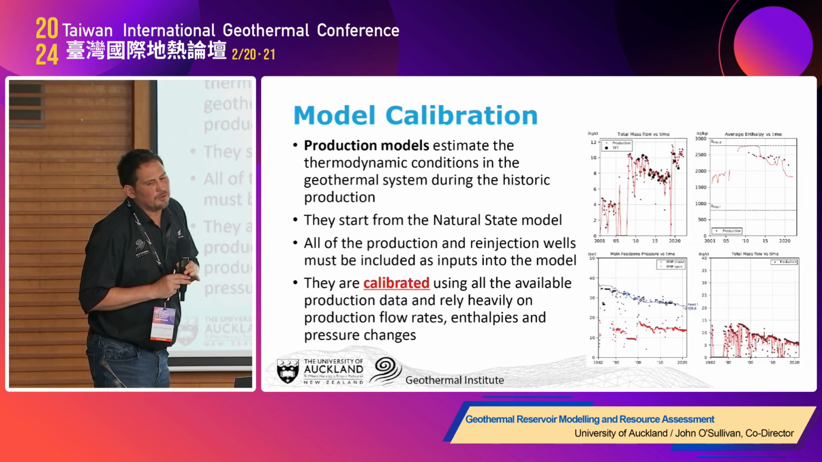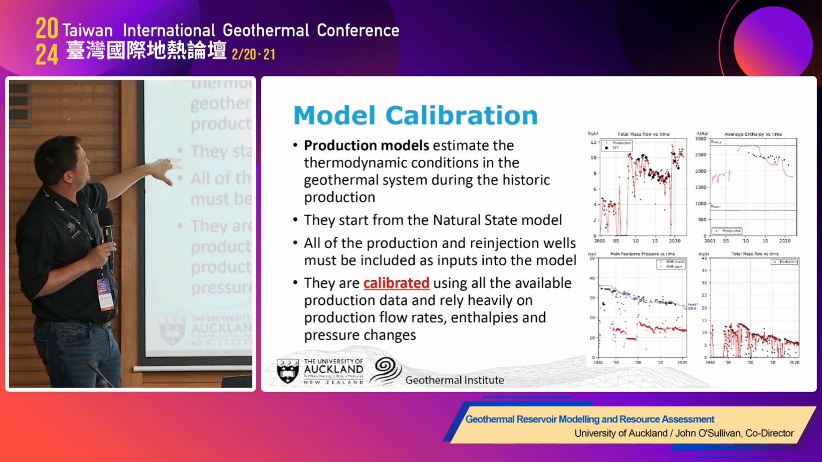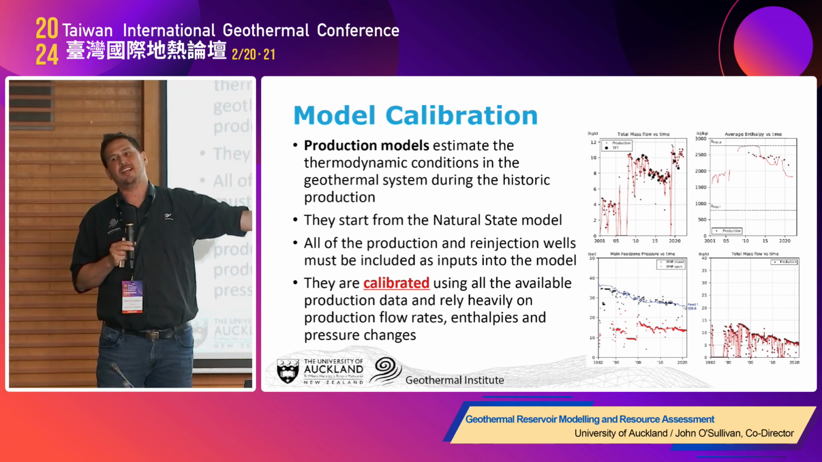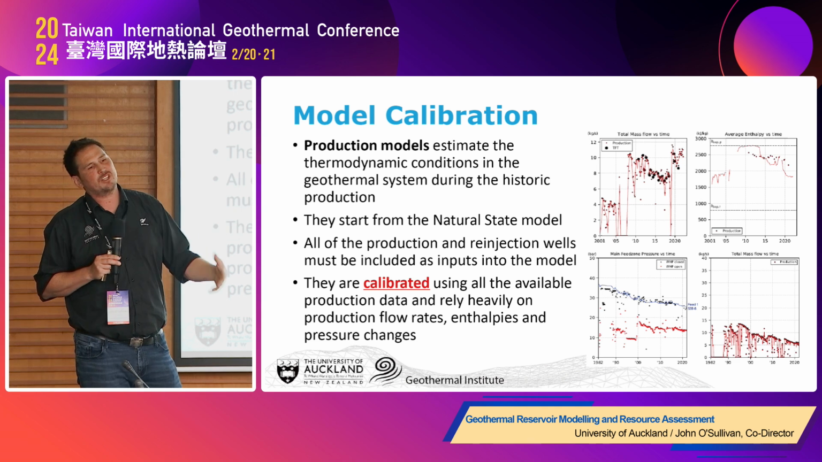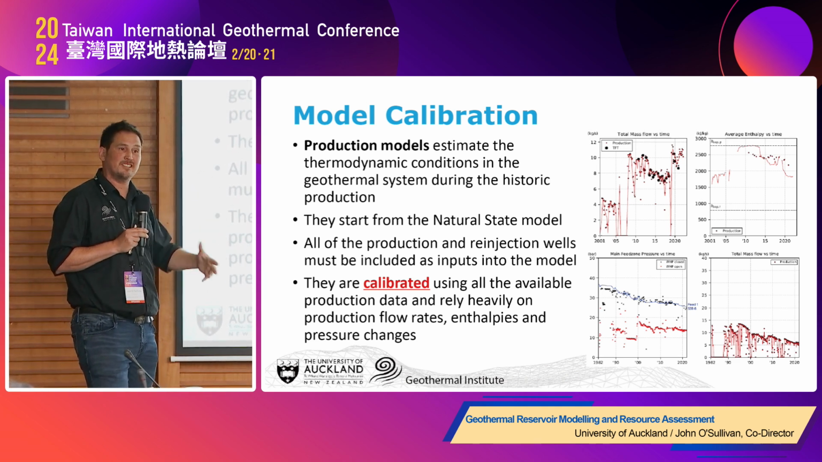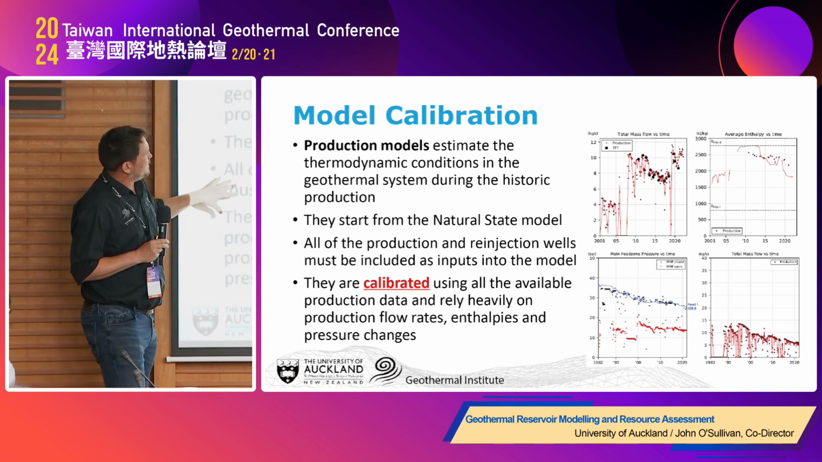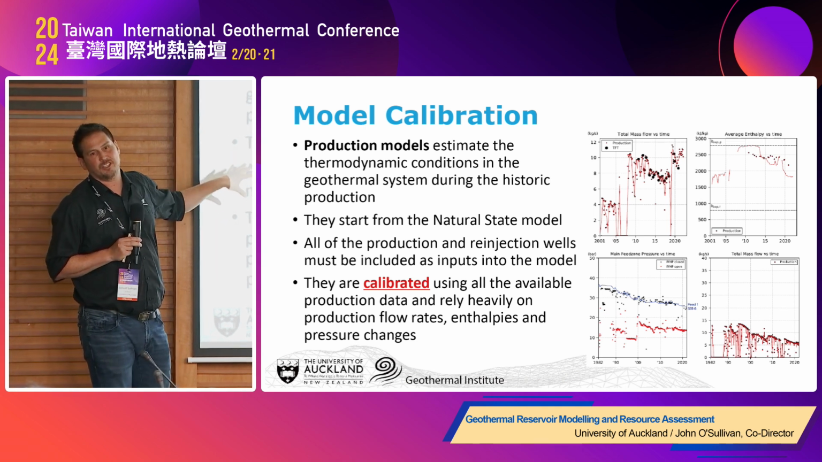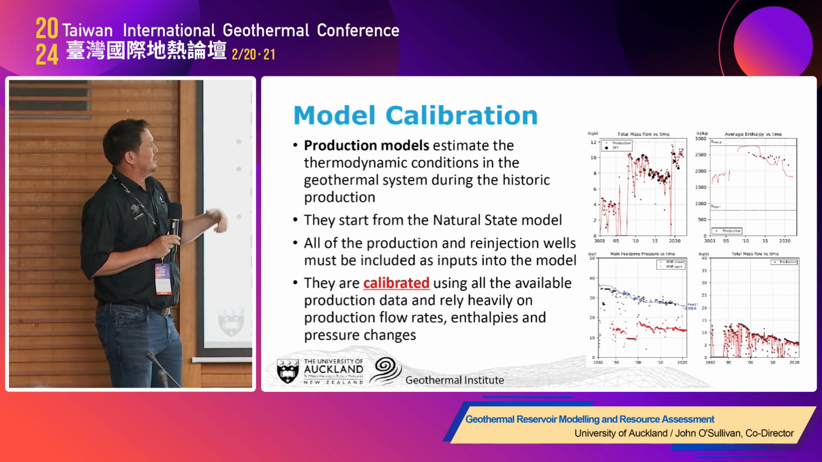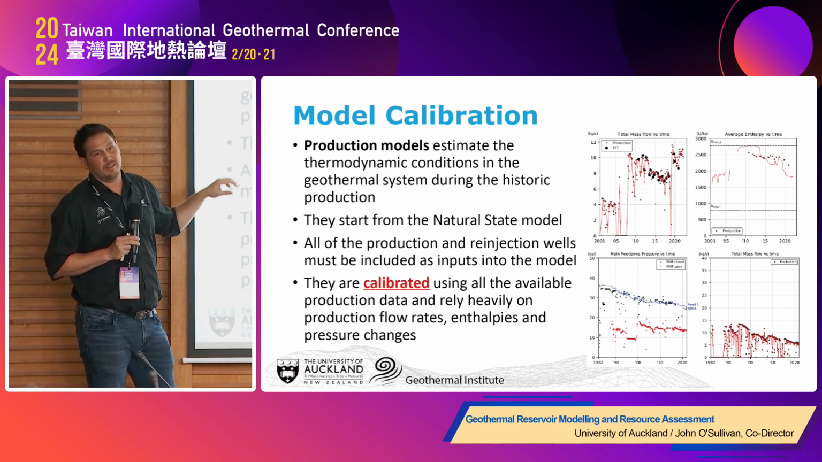And then with the production models, what we do, we're trying to estimate how those thermodynamic conditions in the subsurface change when we start producing. So they have to start from our natural state. So our natural state model gives us our initial temperature, pressure, saturation, and flow conditions. Because like I said, it's not static, it's dynamic. The natural state model is already dynamic and moving. And what we need to do, you need to put all of the production and reinjection wells into your model. So you need to know where their likely feed zones are, you need to know the well designs, the well completions, and you need to represent them in the model.